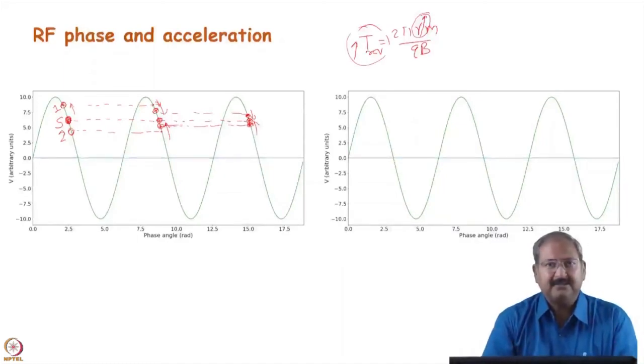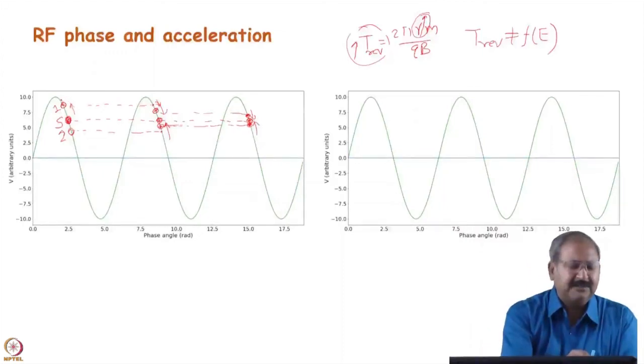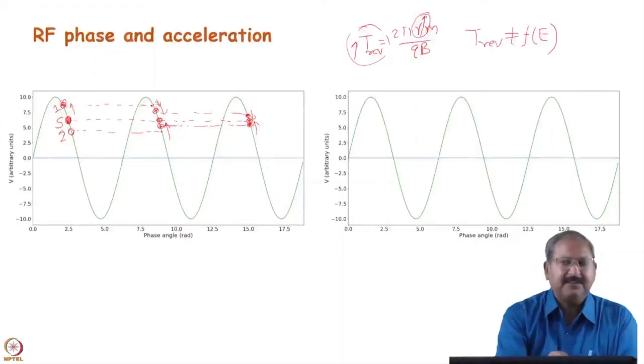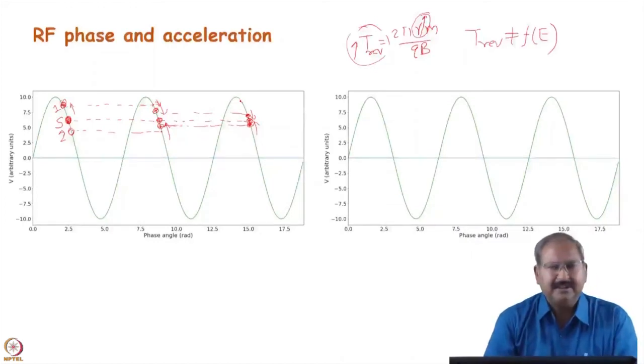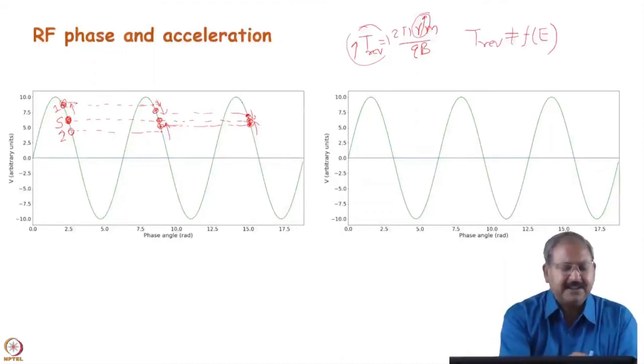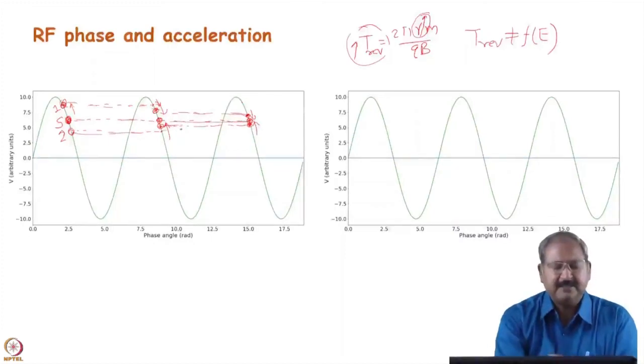However, in the cyclotron, the revolution time is not a function of energy. Here every particle takes the same time in the revolution. So in the cyclotron there is no phase focusing. Suppose in the cyclotron this particle was here, again it will come here. So in the next cycle again it will take more energy, and here again more energy. So the energy spread of the beam will increase in the cyclotron. While in the case of the microtron, you can see that this phase focusing is taking place.